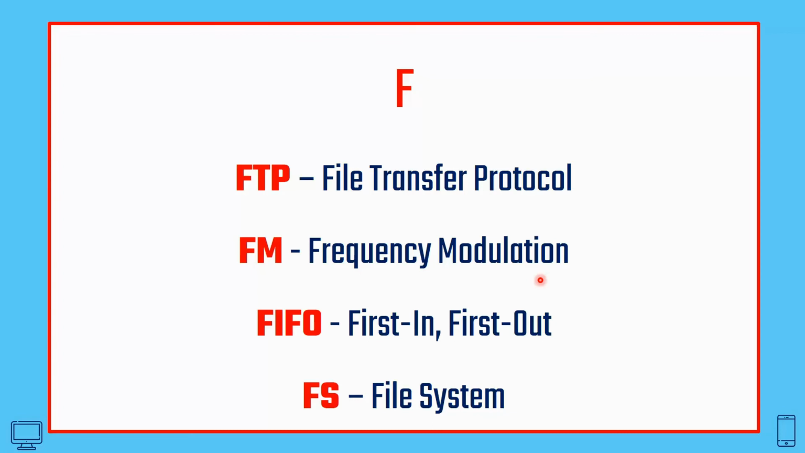It is a method of encoding of information in a carrier wave by varying the frequency of the carrier wave. FIFO, First In, First Out. It assumes that the oldest products in a company's inventory have been sold first and goes by those production costs. FS, File System. It controls how data is stored and retrieved.